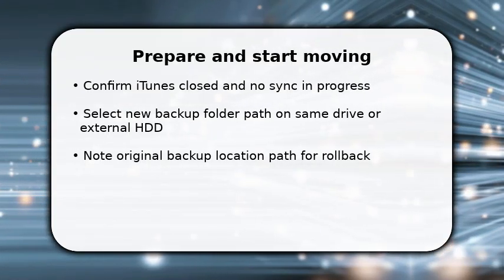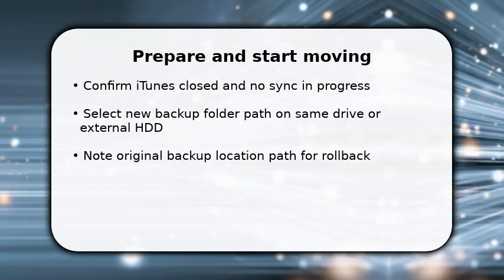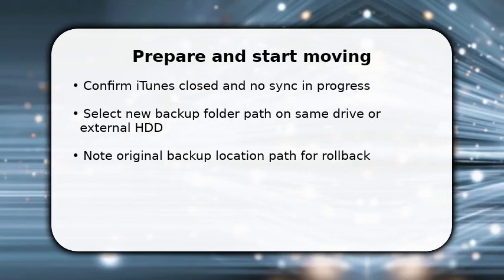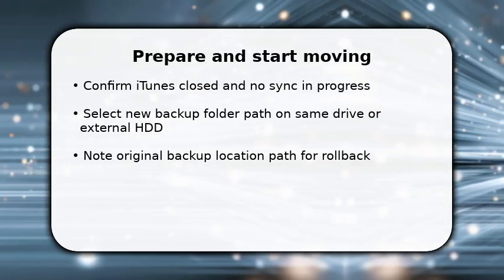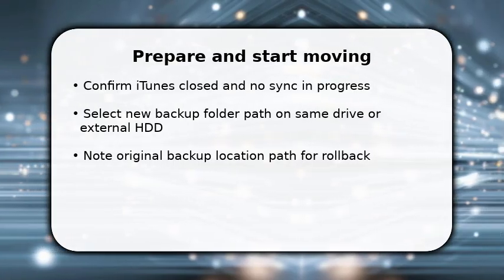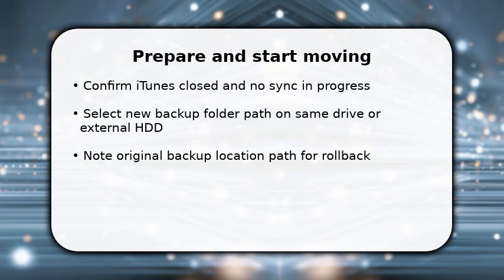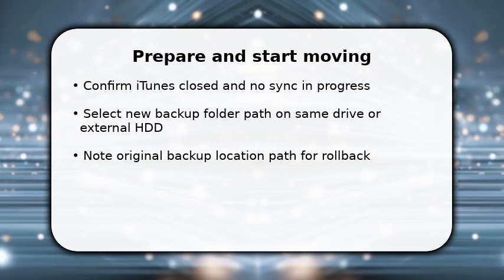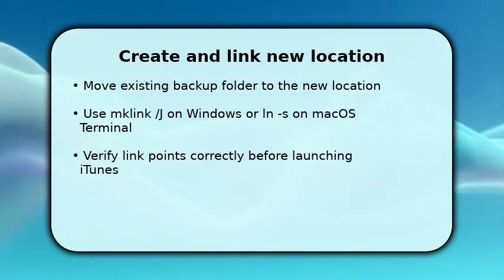Once done, locate the original iTunes backup path and copy that path somewhere safe. You'll use it if you need to revert. This first step avoids mistakes and preserves your current backups before changing any system links. Now move the existing backup folder into the new destination, keeping the folder name exact.